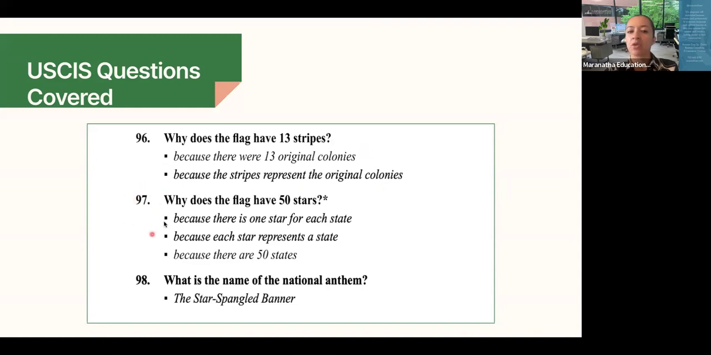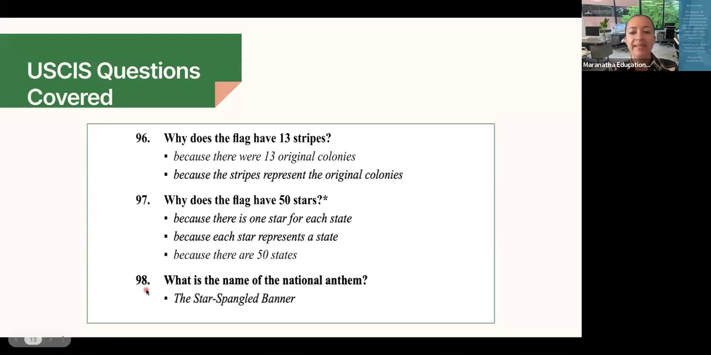Question 97. Why does the flag have 50 stars? Because there is one star for each state. Because each star represents a state. Because there are 50 states. As you can see, all three answers mean the same thing. Therefore, you only need to provide one answer. Why does the flag have 50 stars? Because there is one star for each state.